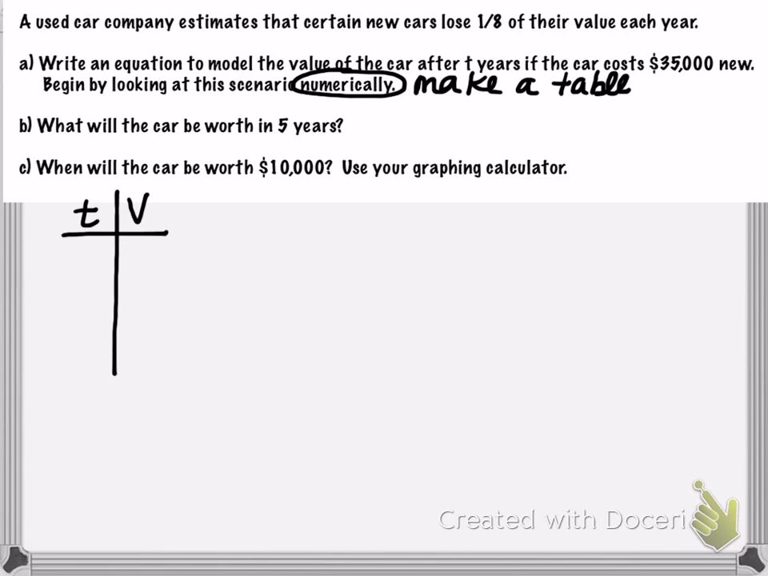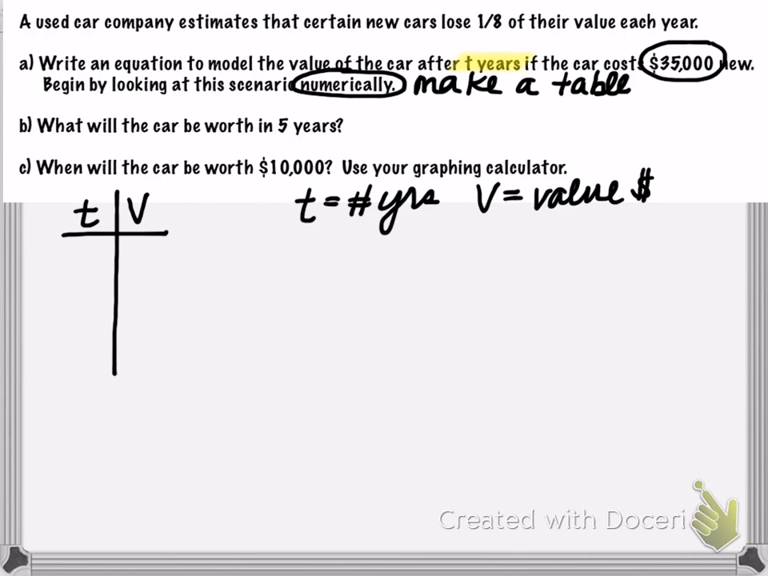So let's go ahead and write our variable key. They gave us that they wanted the input to be T, time, in years. So T will be the number of years that we've owned the car. And then we're defining V as the value of the car. And that's going to be a value measured in dollars. All right, so we know that the car was $35,000 new. So that would be at time 0, the car's value is $35,000.